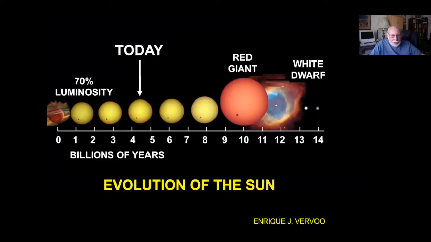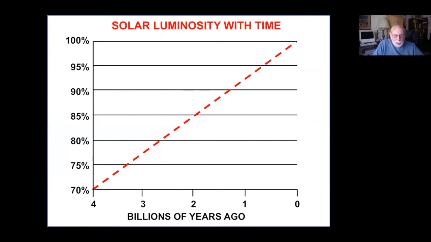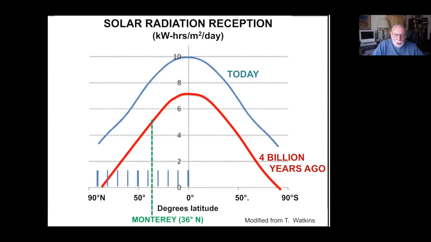But there's another factor, and that is that the sun has been getting brighter since its original formation. About 4 billion years ago, it was only about 70% as bright as it is today. And what this means is that as you look at the amount of incoming radiation, going back to 4 billion years, there is less solar radiation reception. The blue line is the radiation reception today in kilowatt hours per meter squared per day.